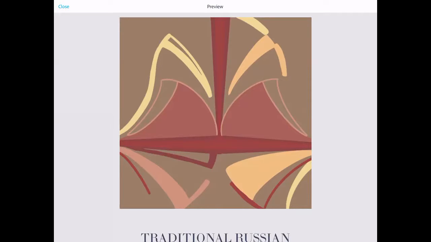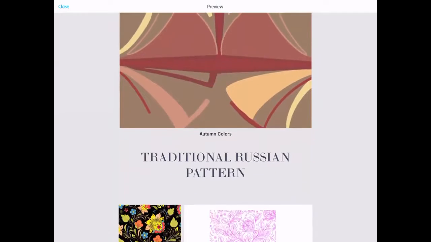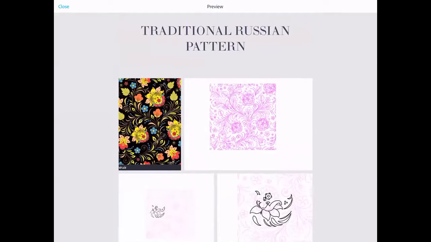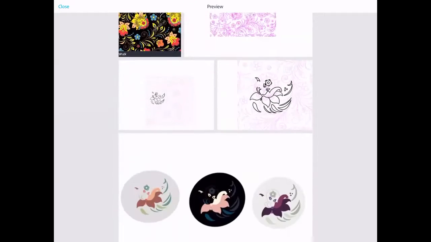So I didn't use one color more than the other. I tried to keep them all balanced and use each color at least once in the whole overall design. The next pattern I did was the traditional Russian pattern. These obviously originated from Russia, and they tended to have floral designs or organic designs with colors that were reds, oranges, yellows, and they tended to be quite bold.